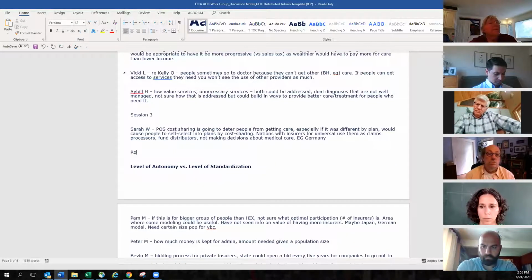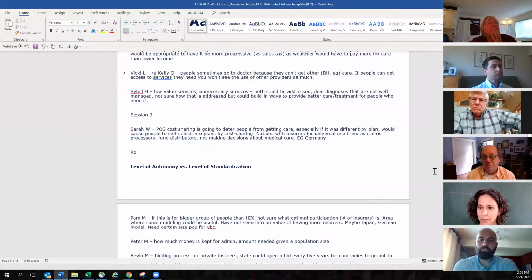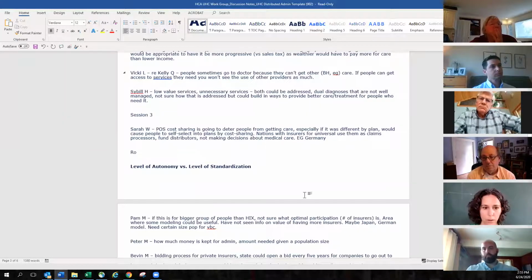I'm looking at somebody typing. I was wondering about option B, whether this was an all-payer or single sponsor. I'd start off by saying the state, when it tried to manage claims and process claims, sucked at it. It got out of the business.